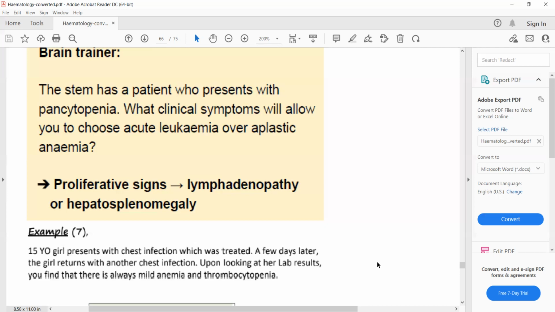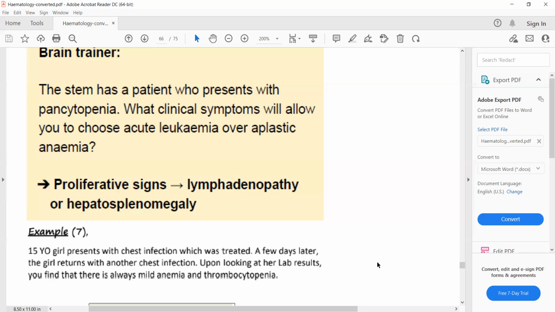A 15-year-old girl presents with chest infection. So a 15-year-old female with recurrent chest infections, thrombocytopenia and anemia. Bone marrow biopsy will confirm the diagnosis. First, we'll do the full blood count and then the peripheral. Full blood count is already done, which shows mild anemia and thrombocytopenia. Right. So next is the peripheral.